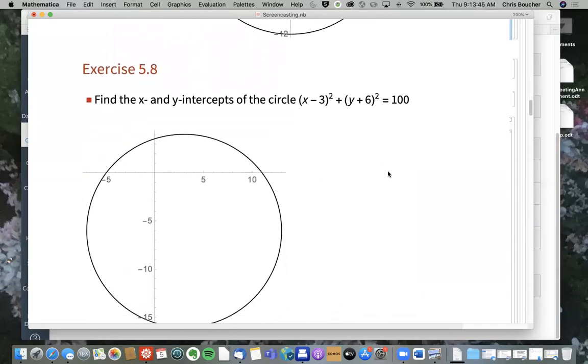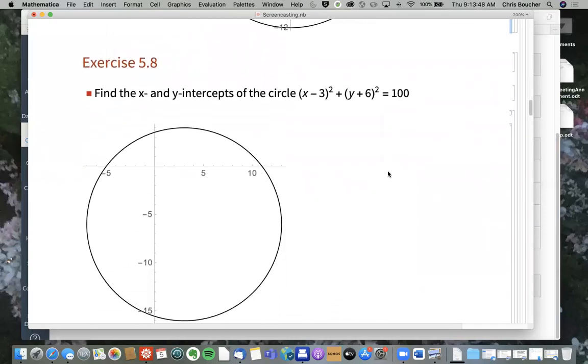Okay, how do you find intercepts of a circle? Any graph can have intercepts, not just functional graphs. They're points where the circle crosses the axis. So how would we find, let's say, the x and y intercepts of this circle?